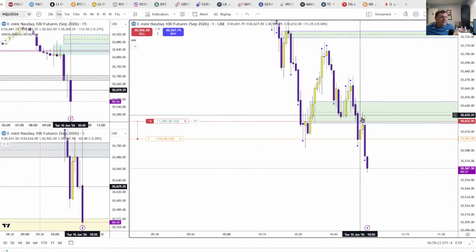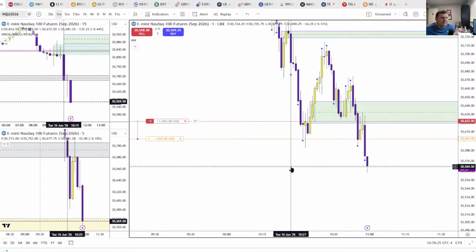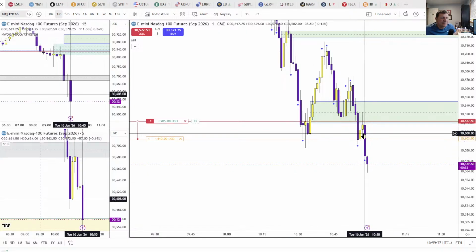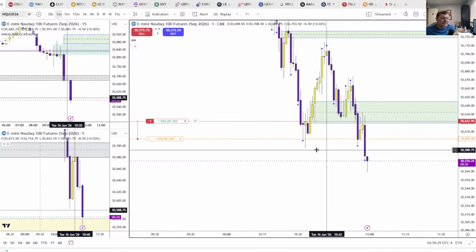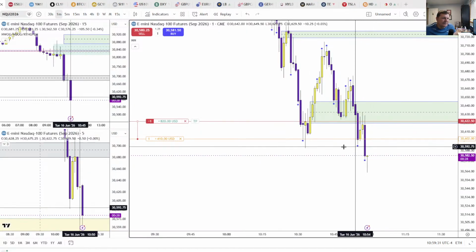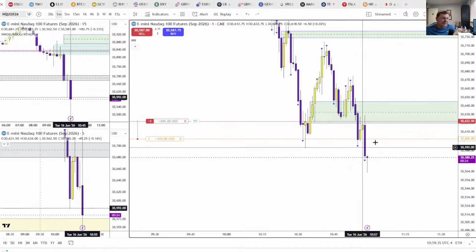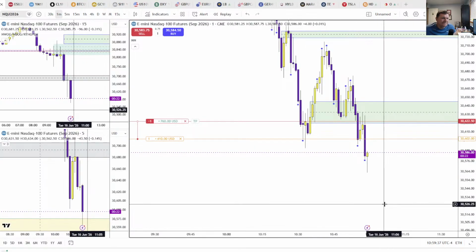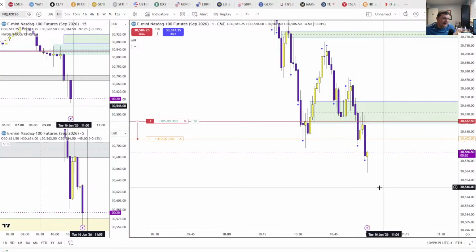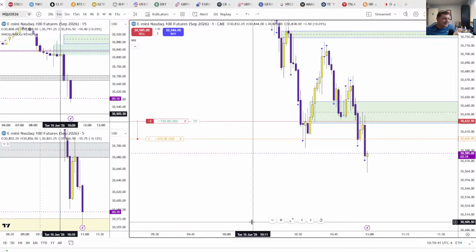So that's your model 4. Oh, sorry, model 3 here for an extension. Then a model 4, come back, tag this. You want to leave a portion of this open. The way it's chopping around, wouldn't surprise me if it comes back and takes me out.